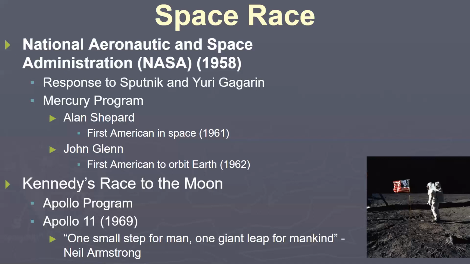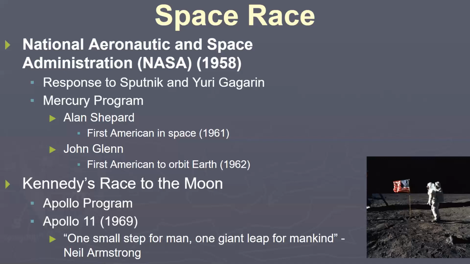And then throughout NASA's history, we have different programs. These programs were really just goals and then ways to accomplish those goals. The first program in NASA was called the Mercury program. The goals were pretty basic: get a man into space, launch a man into orbit. That was the extent of the Mercury program. And in 1961, we sent the first American into space. His name was Alan Shepard.